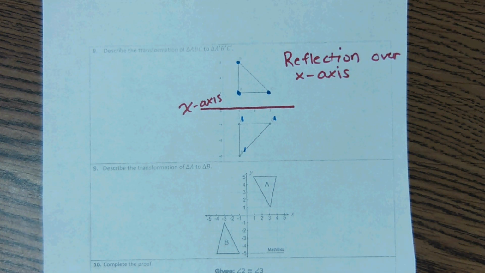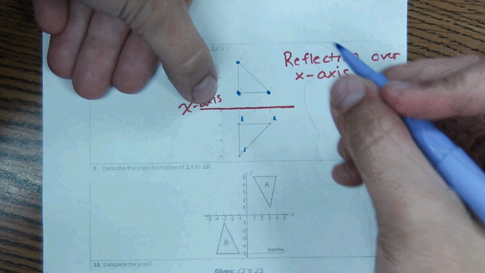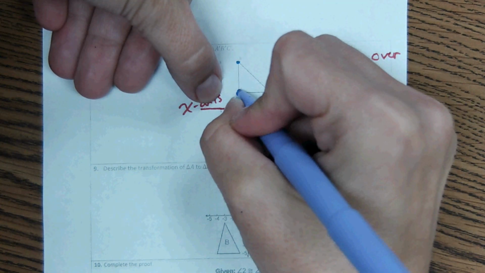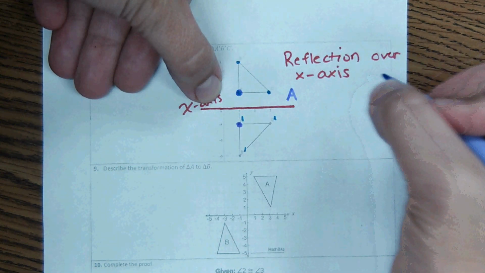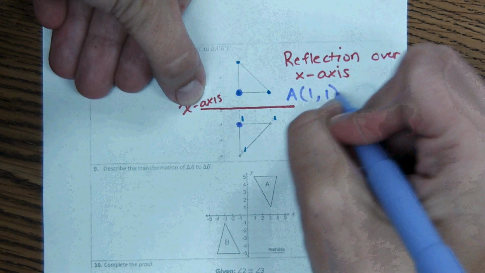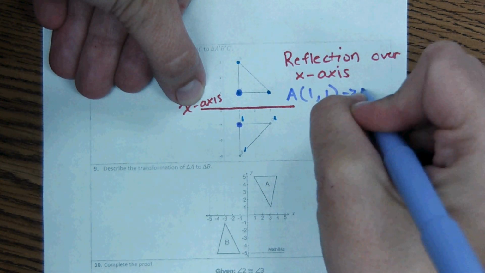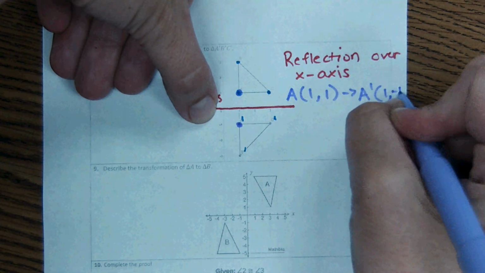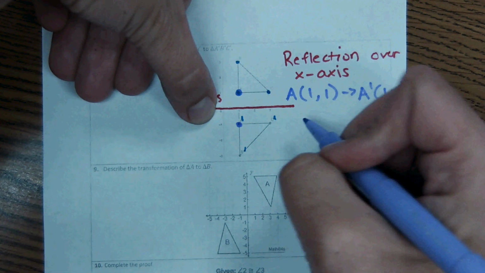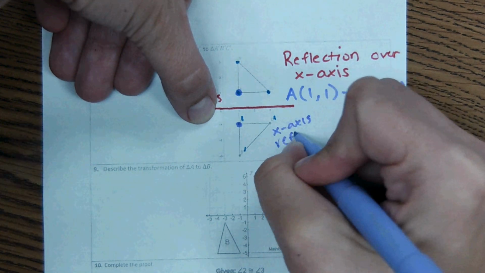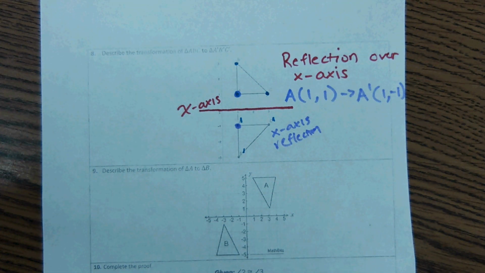So reflection over the x-axis. The other thing I'm going to go over is the points. On the answer key for this, she also talks about how the points change. For point A right here, we're going to choose a corresponding point, A and A prime. A is at (1, 1), and A prime is at (1, -1). As you know, there is a coordinate rule for reflecting over the x-axis.